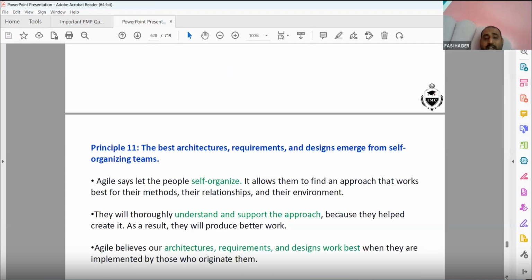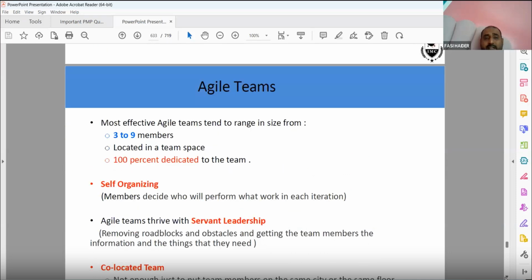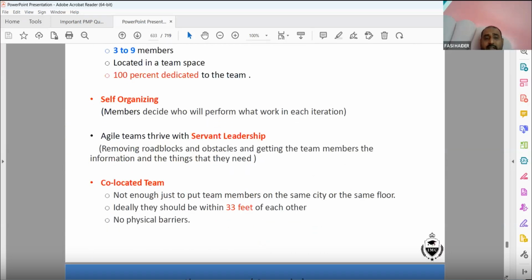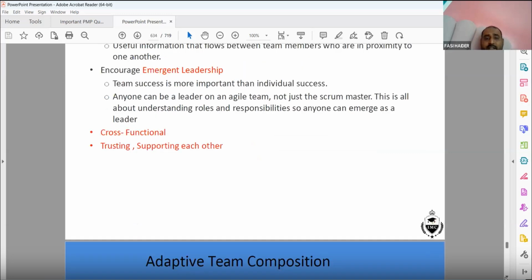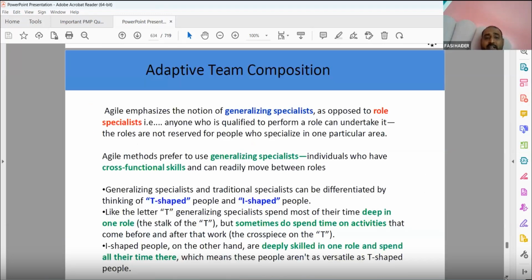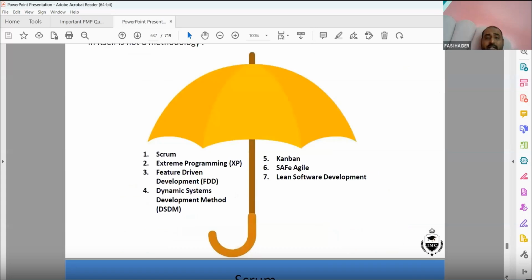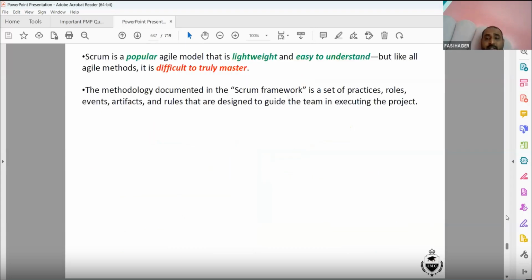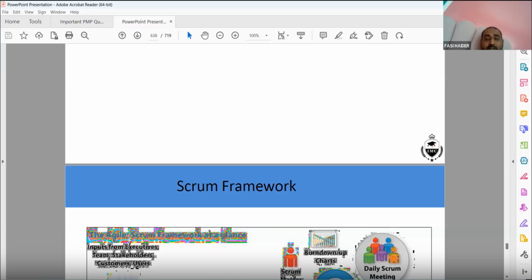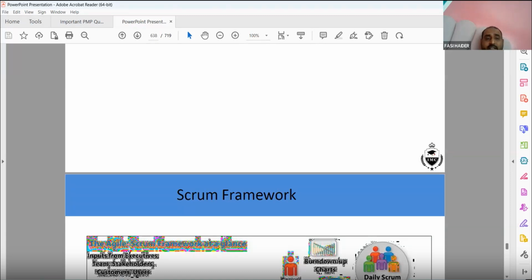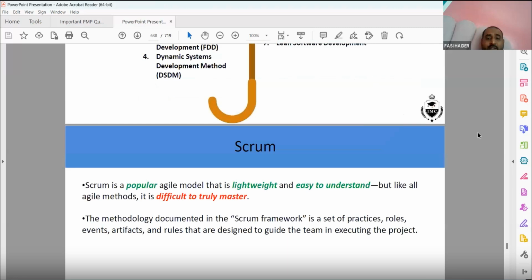Agile teams are small teams, 3 to 9 members located in a team space, 100% dedicated to the team. And we did about that. The roles are not specified. Anybody can take any type of role and they can do it. What is Scrum? We studied that when we were talking about Scrum. We said that it is a popular agile model that is lightweight and easy to understand, but likely difficult to truly master.